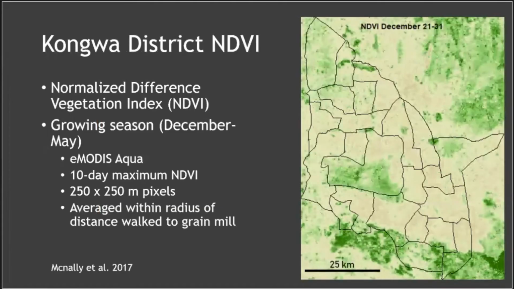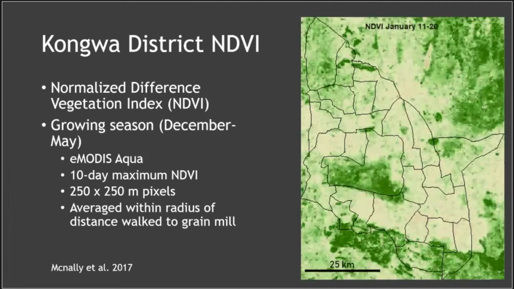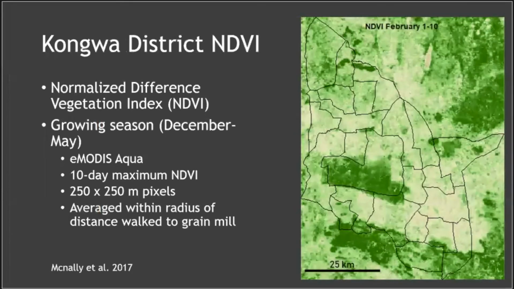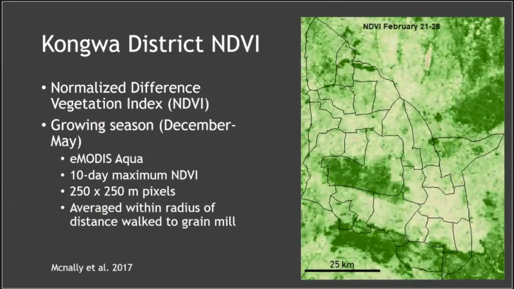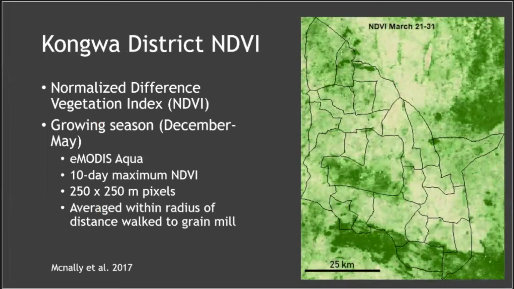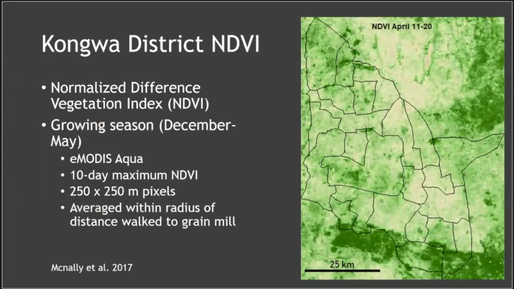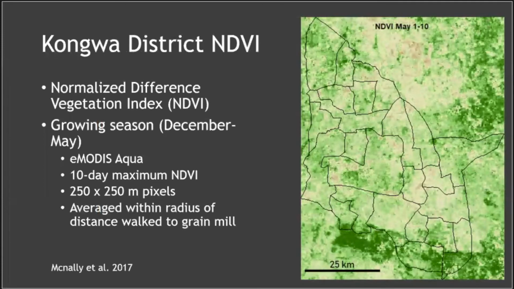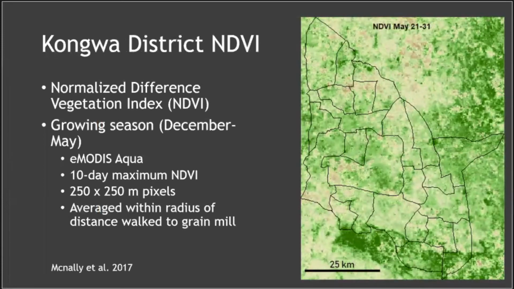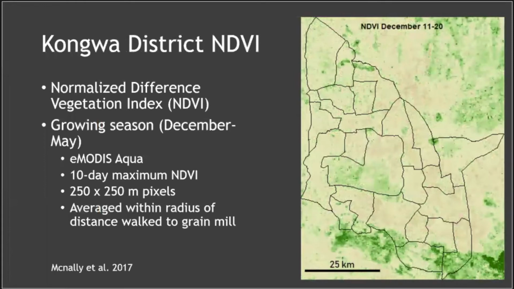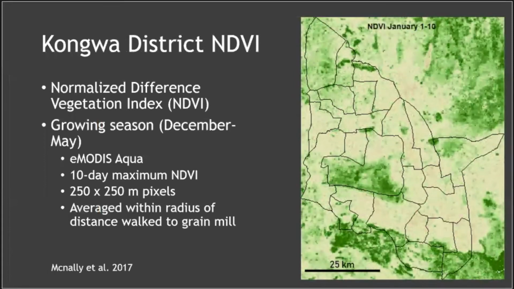So in terms of looking at growing season indicators of crop health, I used normalized difference vegetation index from the eMODIS Aqua satellite. And hopefully what you can get from this GIF is that across a growing season, there's both temporal and spatial variation in NDVI values.